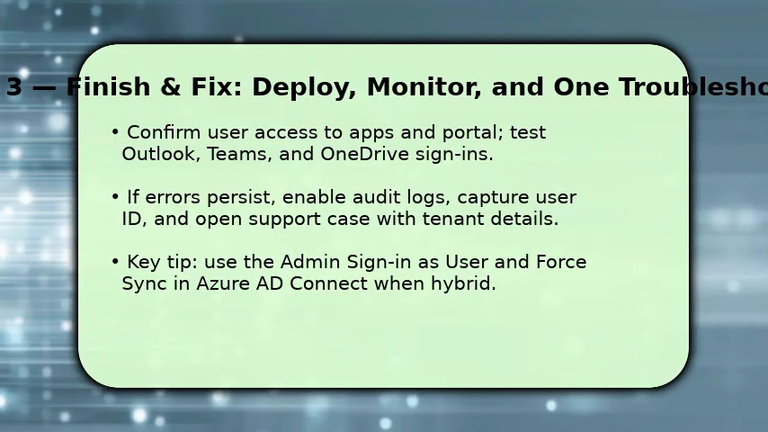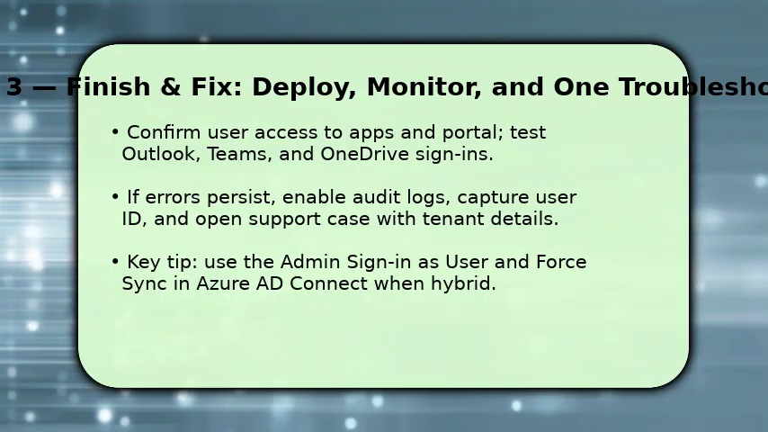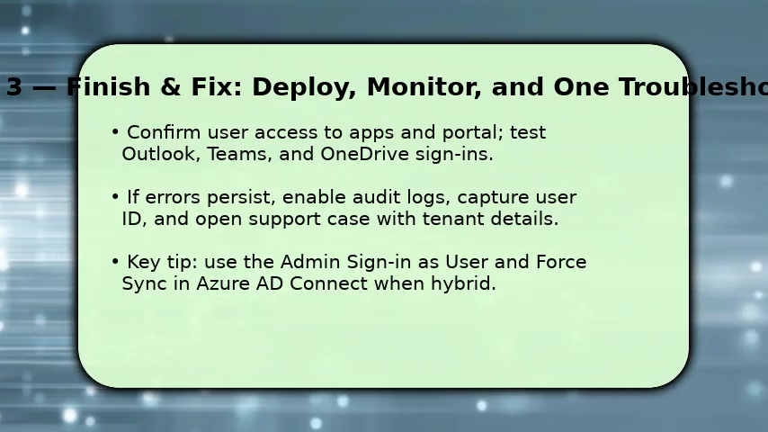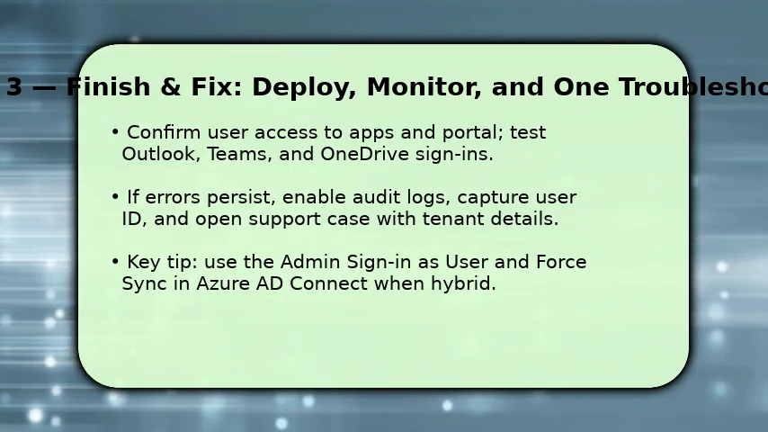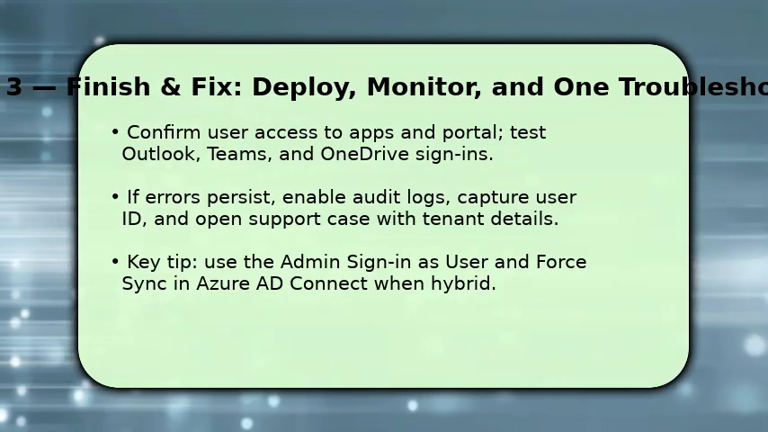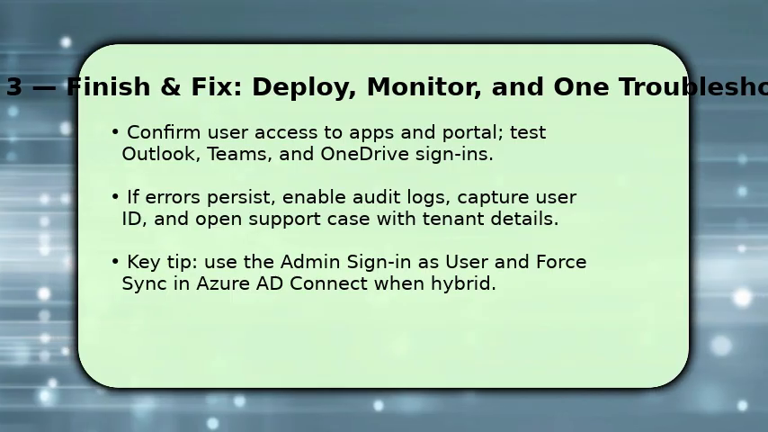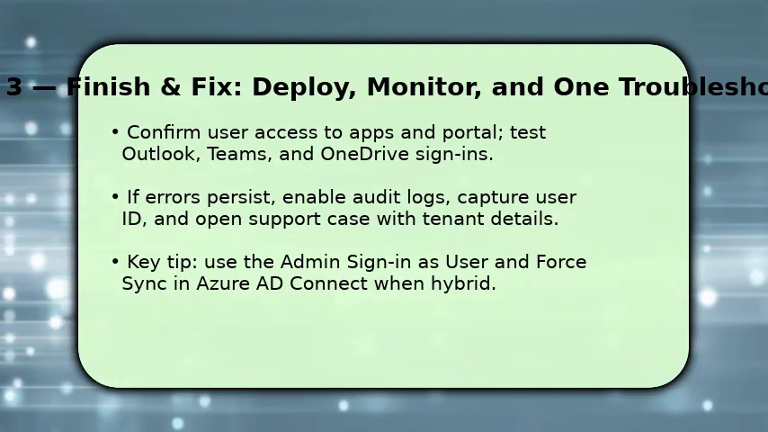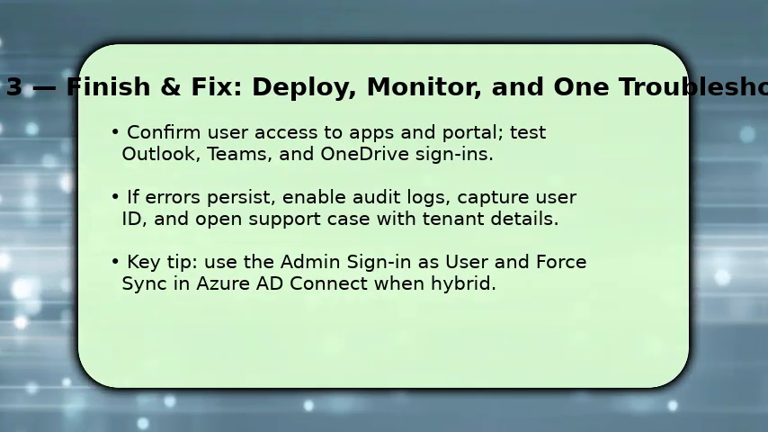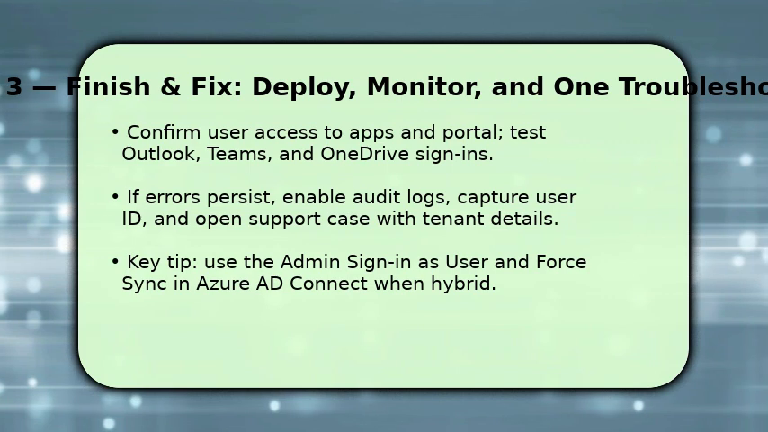If a user still sees license errors, collect the exact error message, time and user ID, enable audit logs, and escalate with Microsoft support, including tenant ID and SKU details. Make sure to force a sync if you use Azure AD Connect. And finally, document what you changed.